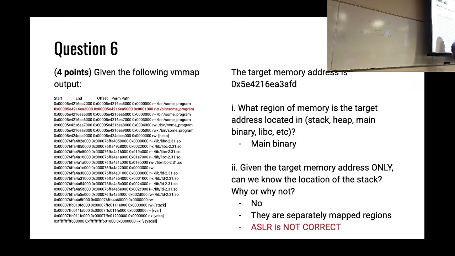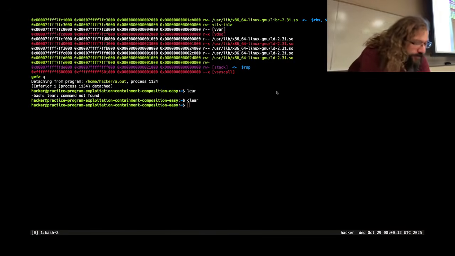All right? The answer to the first question is the main binary. The answer to the second question is no, because they are separately mapped regions. It is not specifically because of ASLR. So if you said something like, the addresses are random, ASLR randomizes the addresses, we can't calculate a distance because they are separately mapped regions, which is what I heard, you were correct in the nugget that they are separately mapped regions and they're not contiguous. I can't find a constant from somewhere up here to somewhere down here. But that is not specifically because of ASLR.